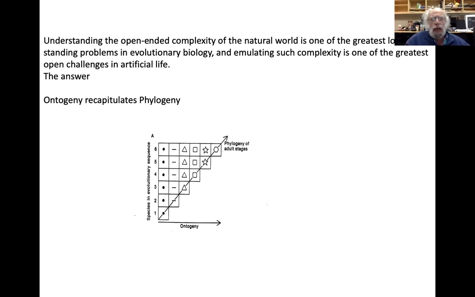This, of course, is the answer I gave in my previous talk, that ontogeny recapitulates phylogeny by starting simple and just building one step at a time, and it accumulates into the phylogeny of a very complicated entity.